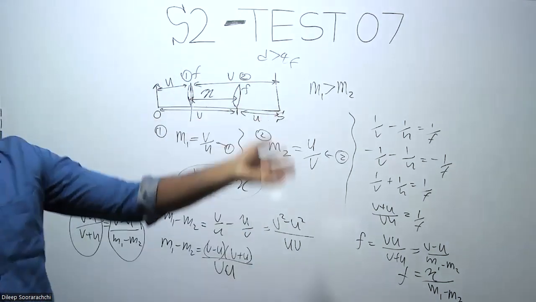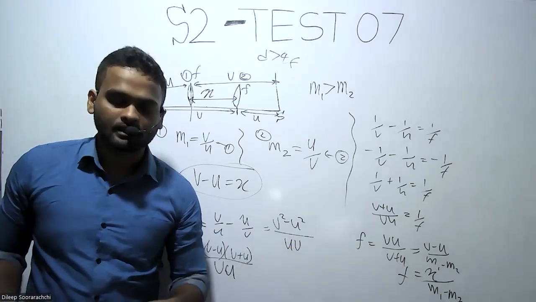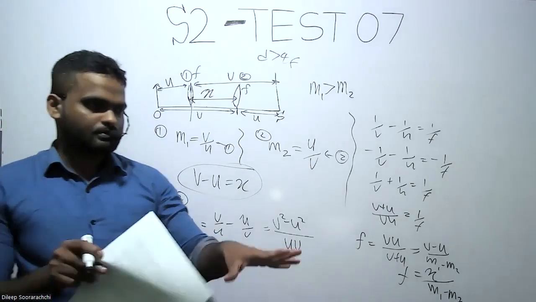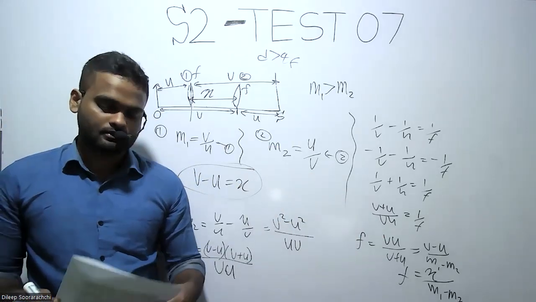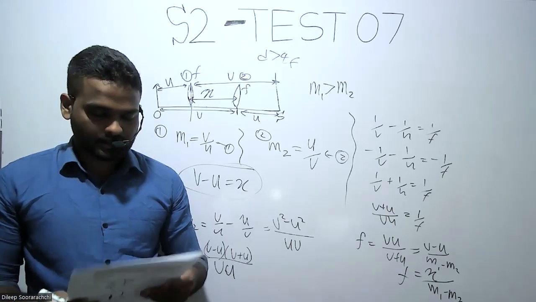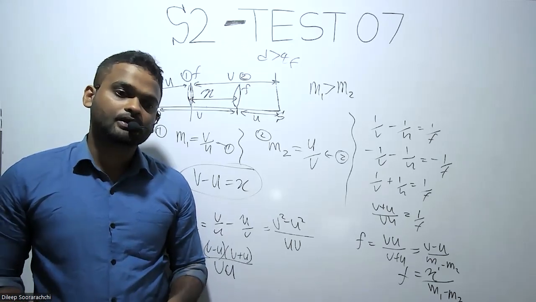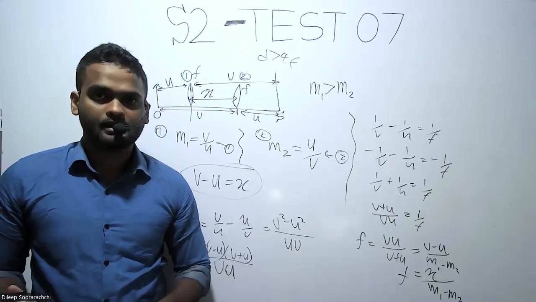Probably, if you haven't done this question earlier, you won't be able to get the answer quickly, but you just have to play with these unknowns and get the answer. It would take some time. Yeah, so the answer for the 15th question should be the second one, x over m1 minus m2.